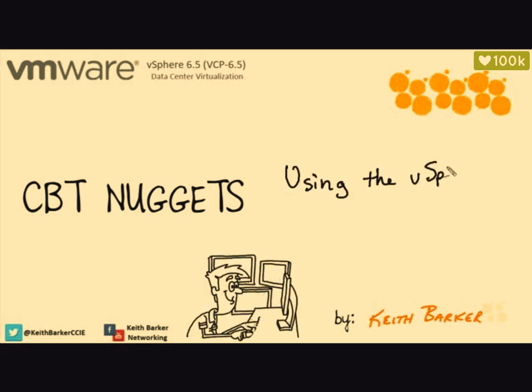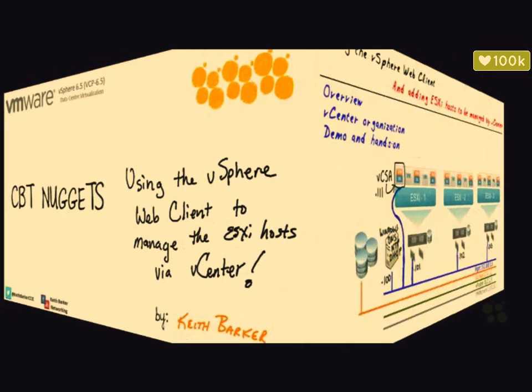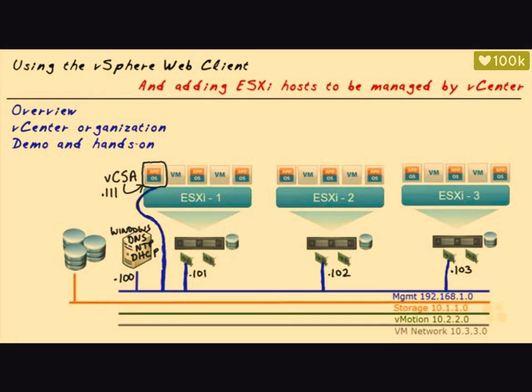In a previous nugget, we deployed the vCenter Server appliance, and now in this nugget, we'll take a look at how we can use that to centrally manage our vSphere enterprise, including the ESXi hosts. Occasionally, it's a great idea to step back and just take a look at where we've been so far.